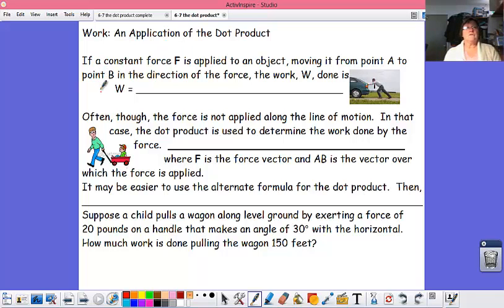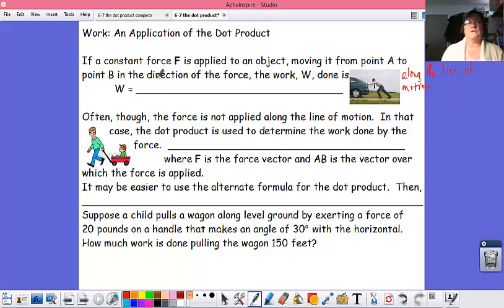What it says here, and I know you can read, you don't need me to read it to you, but if a constant force F is applied to an object, moving it from point A to B in the direction of the force, okay? I want to have you think about this. I have a picture of a guy pushing a car out of gas, probably. The force that he is applying, he's pushing directly ahead, the car is moving directly ahead. That force is being applied along the line of motion. I want to write that here. This is along the line of motion. He's pushing in the same direction that that car is moving, along the line of motion.